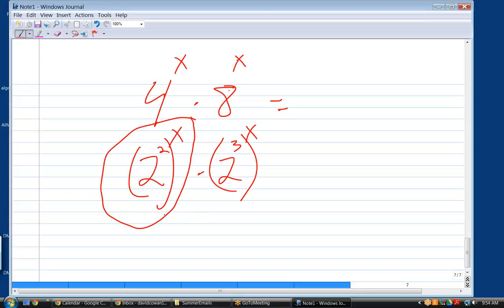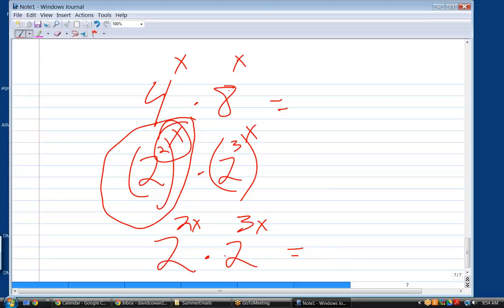2 to the 2x, exactly. In other words, we're going to multiply those two exponents, and then we're going to multiply that by what? 2 to the 3x. And then we're going to do what? Aren't you subtracting it? No, multiplying it. Oh, okay. So what do I do with the exponents when I'm multiplying?